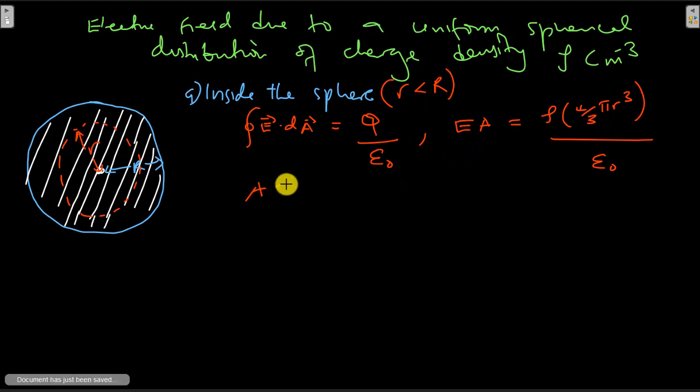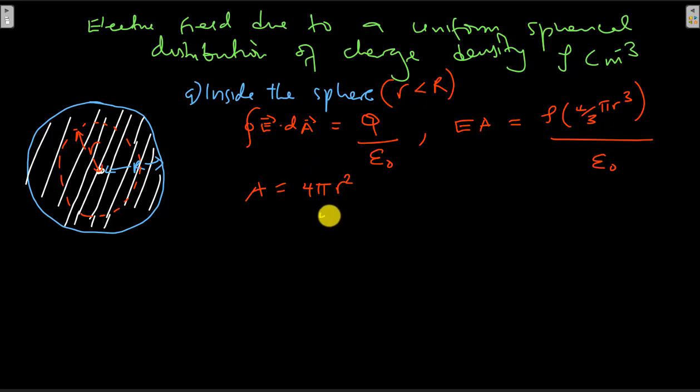Also, we know that the area of the sphere is 4 pi r squared. Sorry, the area of the Gaussian surface, not the sphere. It's very important here when we're dealing with Gaussian surfaces. This A is the area of the Gaussian surface. So let's apply that here.